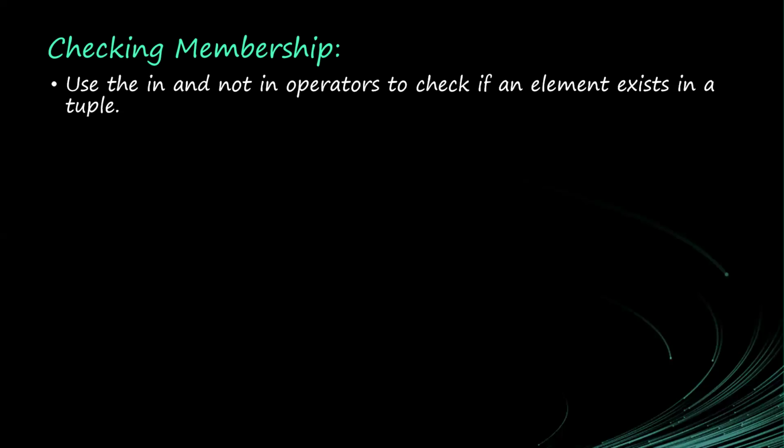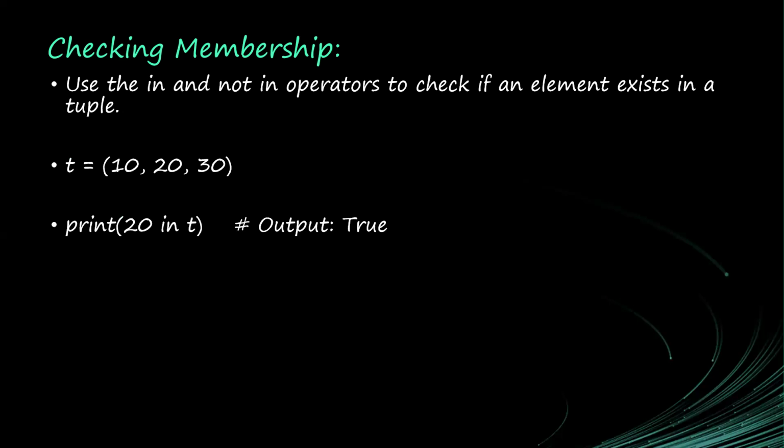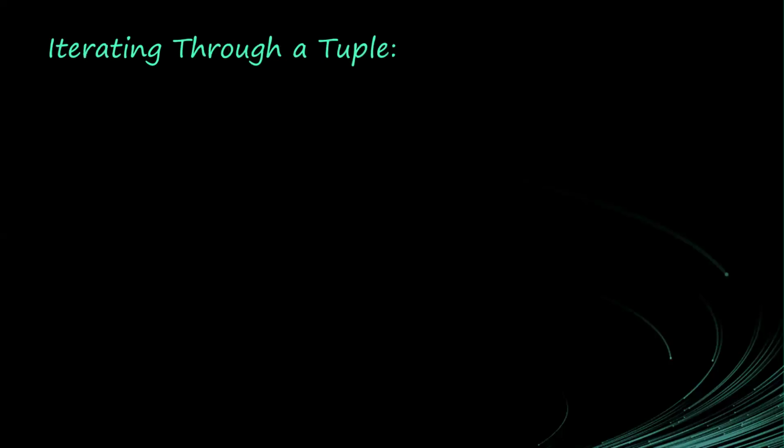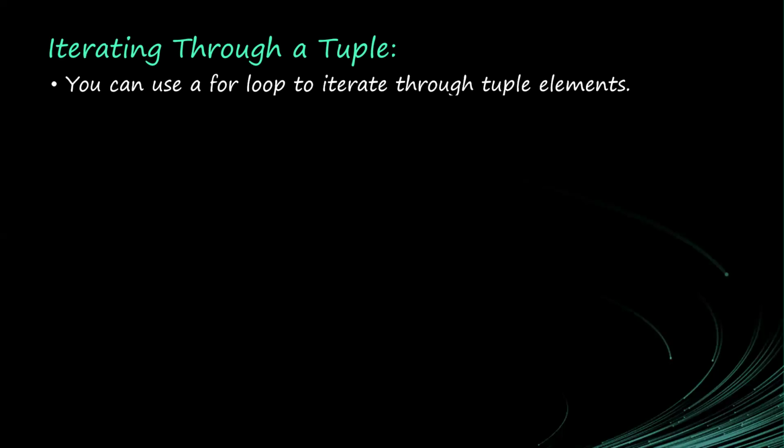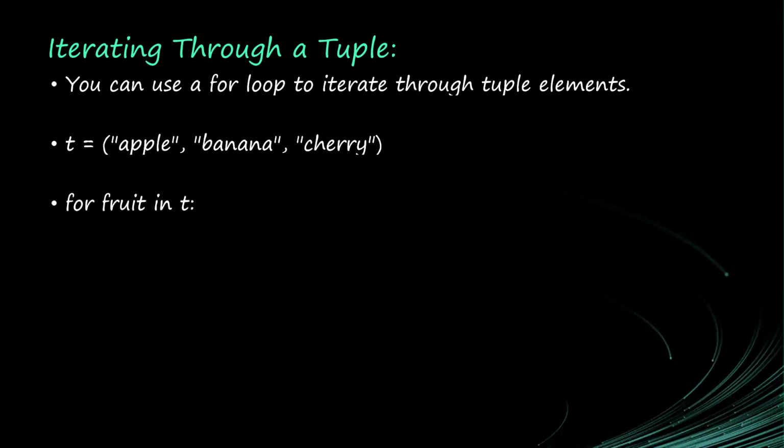Checking membership, I have also talked about this. If you want to check if a particular element is in that tuple, you use the membership operator, the in or the not in. You can use any of them. Iterating through a tuple is just the same as iterating through a list. All you have to do is write for fruit in T, where T is a tuple instead of a list, and it will iterate and give you the elements. I'm not going to talk too much about this because we have already taught you this.